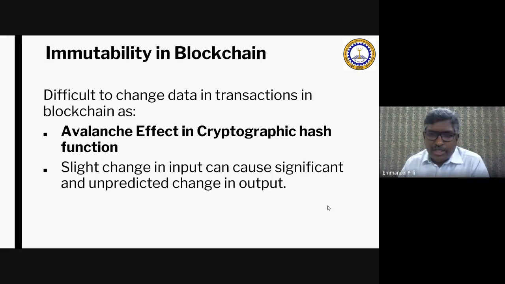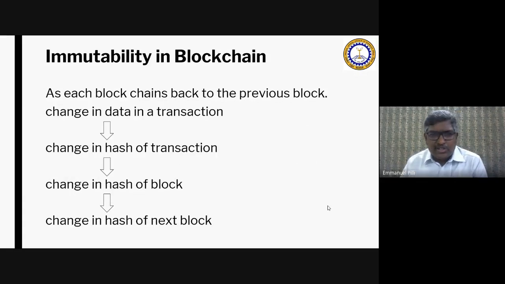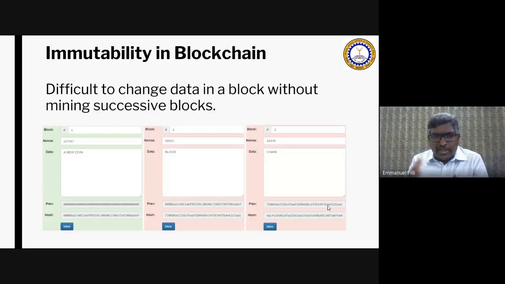A slight change in input can cause a significant and unpredicted change in output, which cannot be reversed. So hence it is the biggest issue. Each change in data in a transaction will result in a change in the hash, and each change in the hash of the block will change the hash of the next block. So obviously any small change will affect the whole lot. This is what we discussed already. As you make one change, immediately the whole thing gets affected.